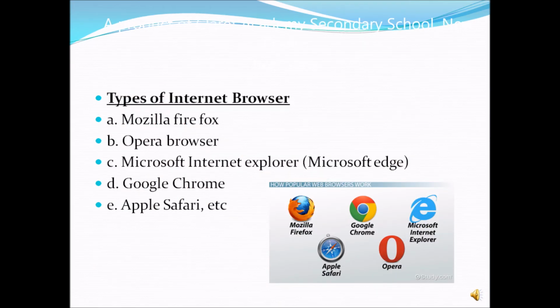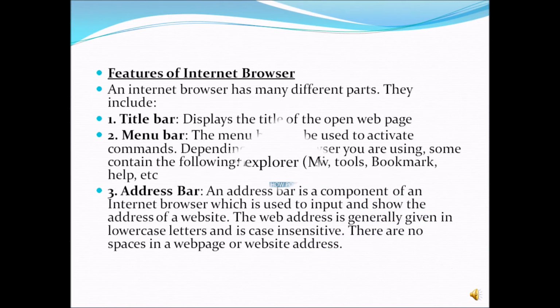We have types of browser, which you can see here. We have Mozilla Firefox, Google Chrome, Microsoft Internet Explorer, Apple Safari and Opera. These are the types of browser you can use when you want to go online, as in browsing through the internet. We also have features of internet browser.